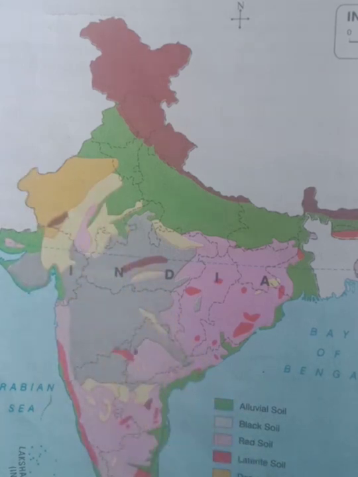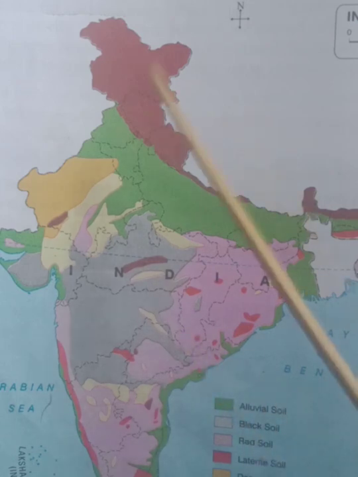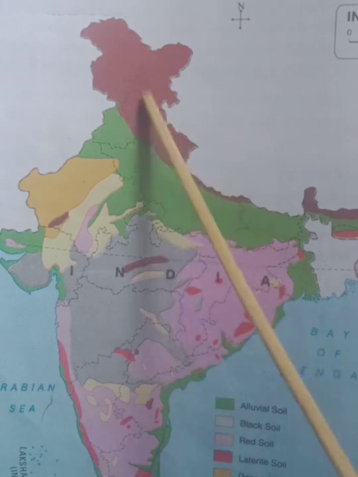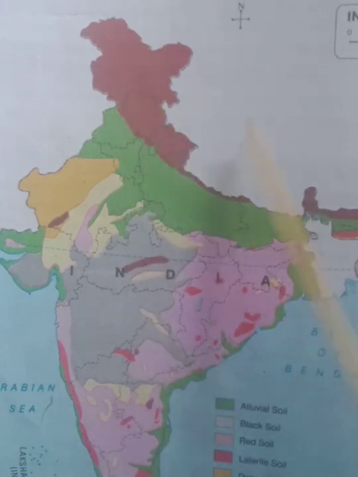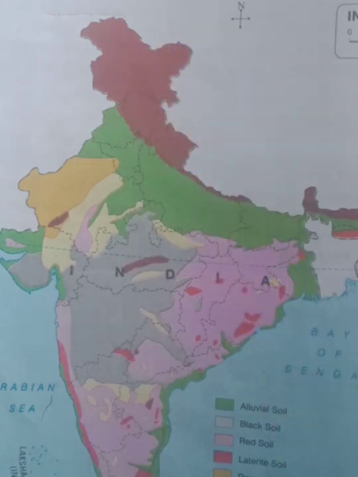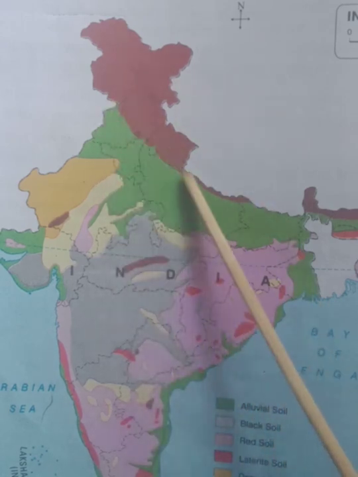Next is mountain soil. This northern part consists of the mountain soil. It is very rich in humus. What do you mean by humus? Humus is a substance found in soil. It is formed from dead plant materials. This mountain soil is very rich in humus.